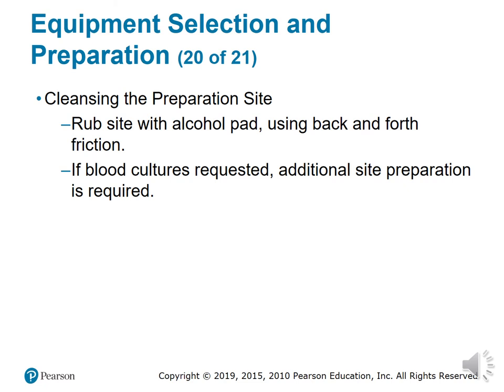Now, if we're doing blood cultures, you would first clean that area with alcohol, and then after that area is clean with alcohol, you will go behind that and scrub the site with the chlorhexidine or ChloraPrep to ensure that the area is extremely clean, because we don't want to run the risk of having any dirt in the site for the blood cultures.